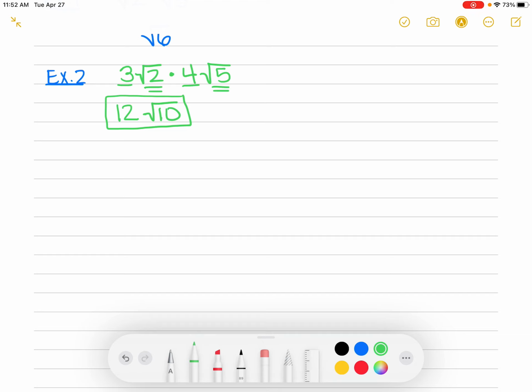Okay, before I do another one, I want you to do one on your own. No, let me save that for after example 3. Okay, example 3 is going to be the square root of 12 times the square root of 4.